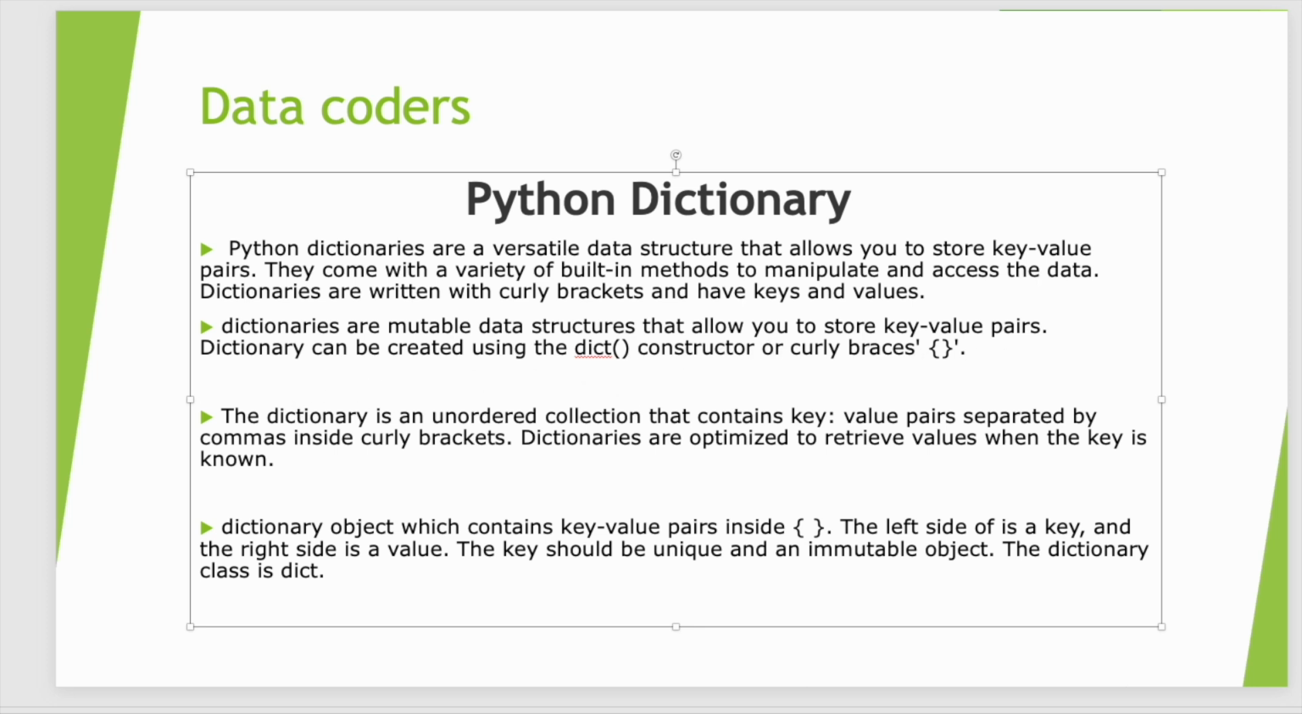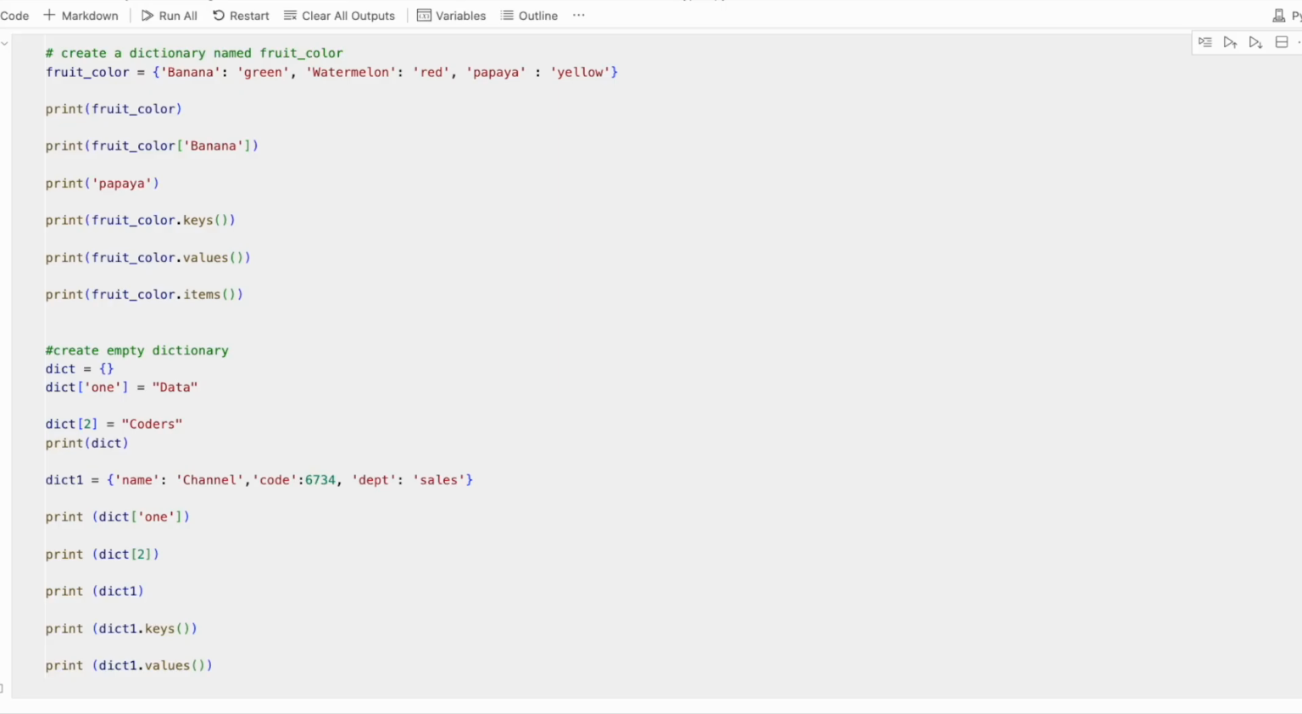You can create one using the dict constructor, or curly braces with key value pairs. The left side is the key and the right side is the value. The key should be unique and an immutable object. The dictionary class is dict.